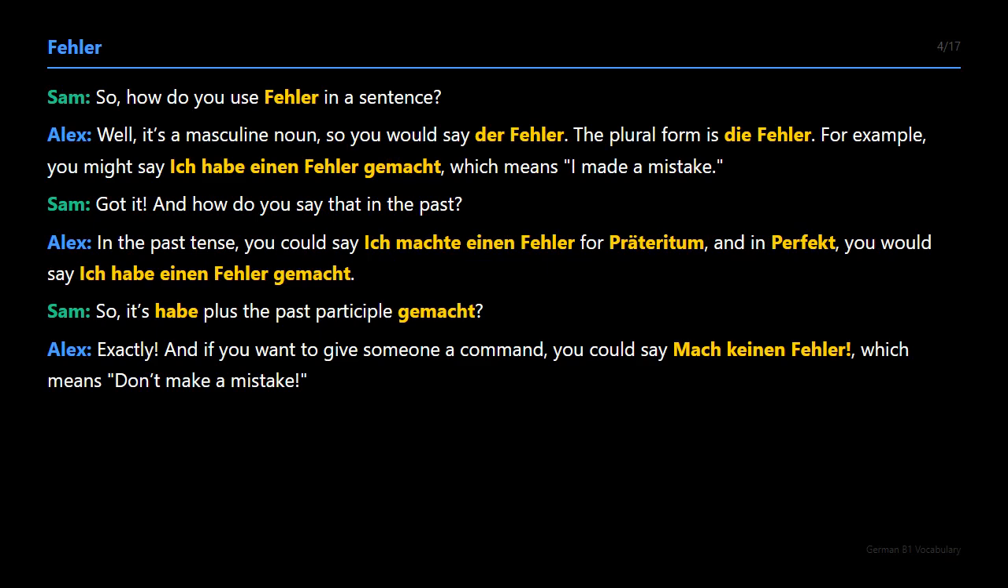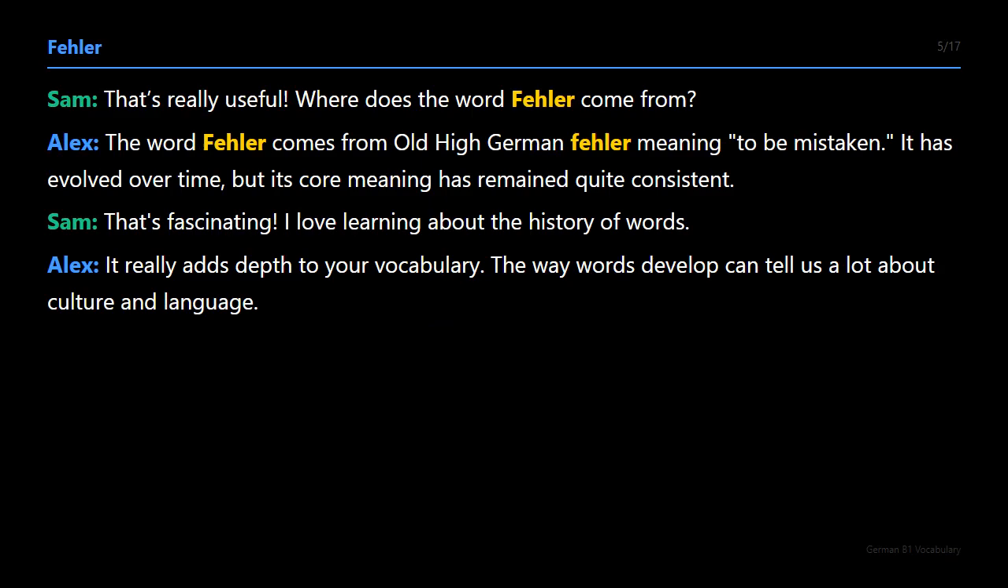That's really useful. Where does the word Fehler come from? The word Fehler comes from Old High German, Fehler, meaning to be mistaken. It has evolved over time, but its core meaning has remained quite consistent. That's fascinating. I love learning about the history of words. It really adds depth to your vocabulary. The way words develop can tell us a lot about culture and language.